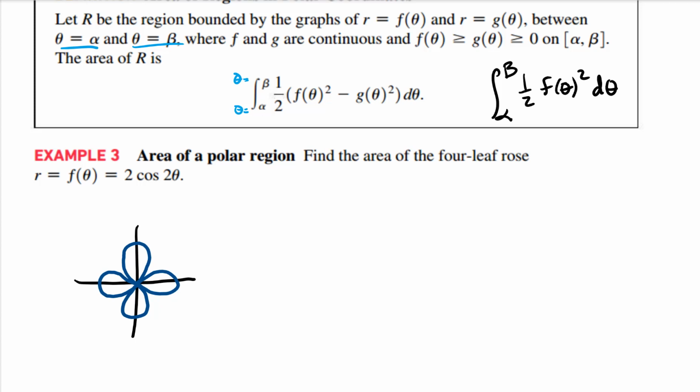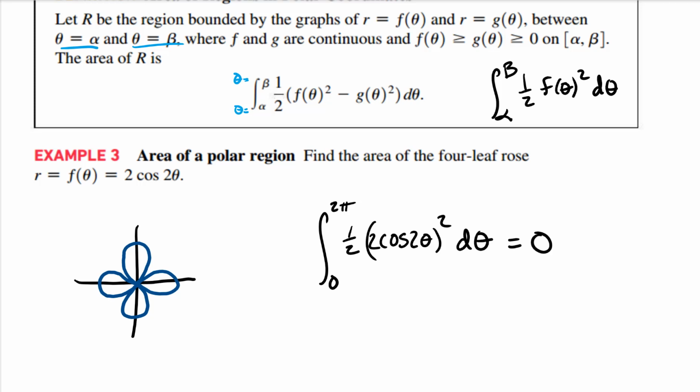But I'm going to let you in on a little secret. If you go from 0 to 2 pi of this, the integral of 2 cosine 2 theta, squared, d theta, that answer is going to be 0 every single time. Sines and cosines from 0 to 2 pi, that's the same exact thing. So yes, we want to find the area all the way from 0 to 2 pi to find the entire area, but that is always going to result in a 0.